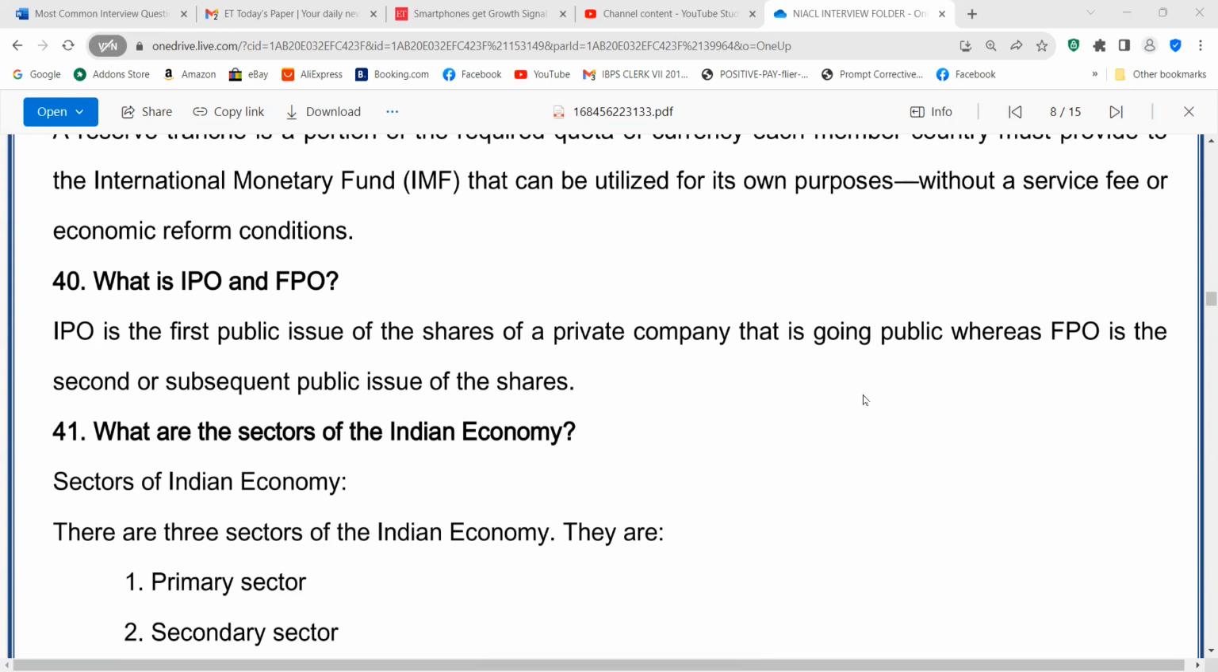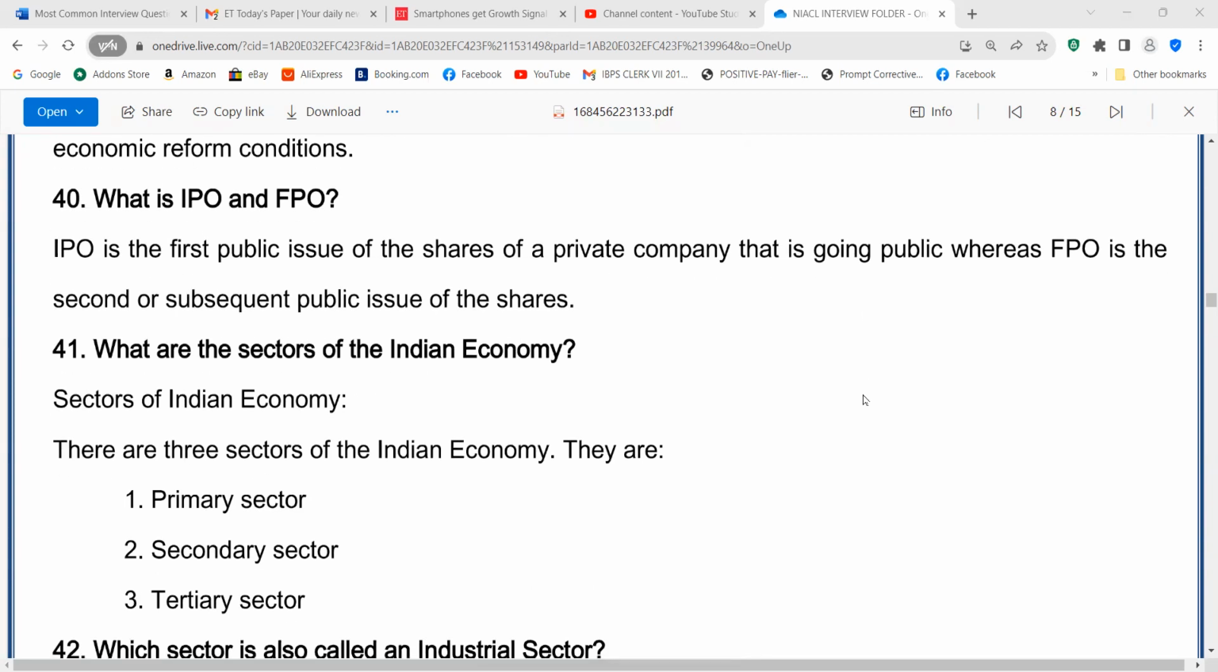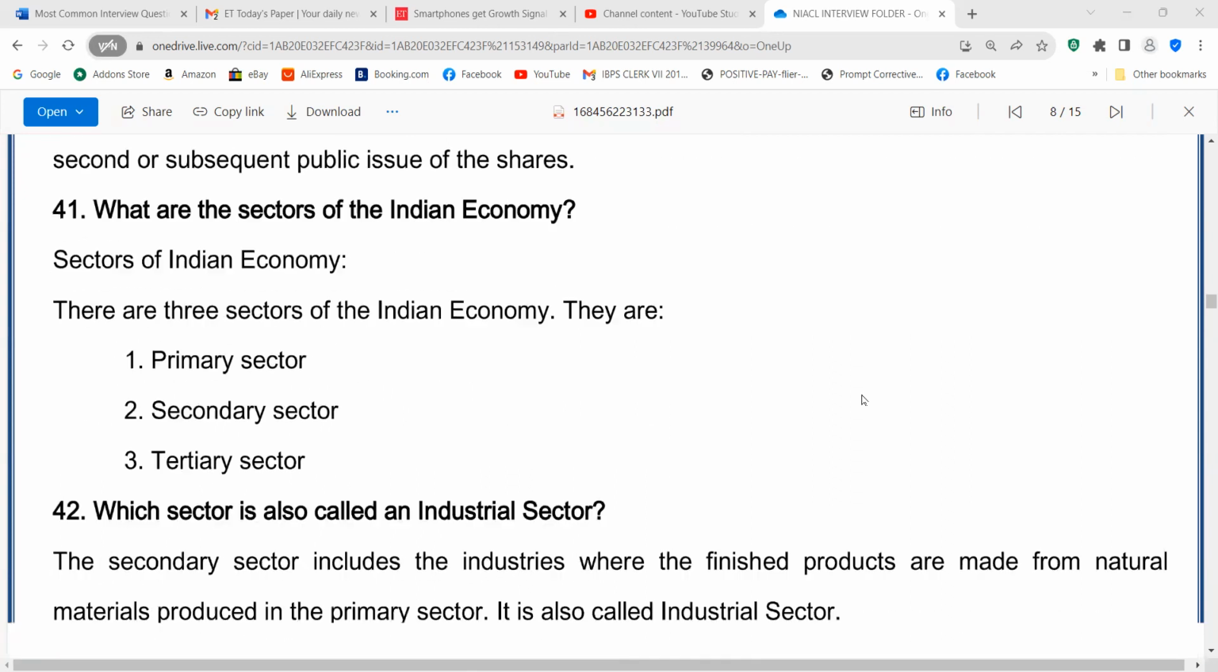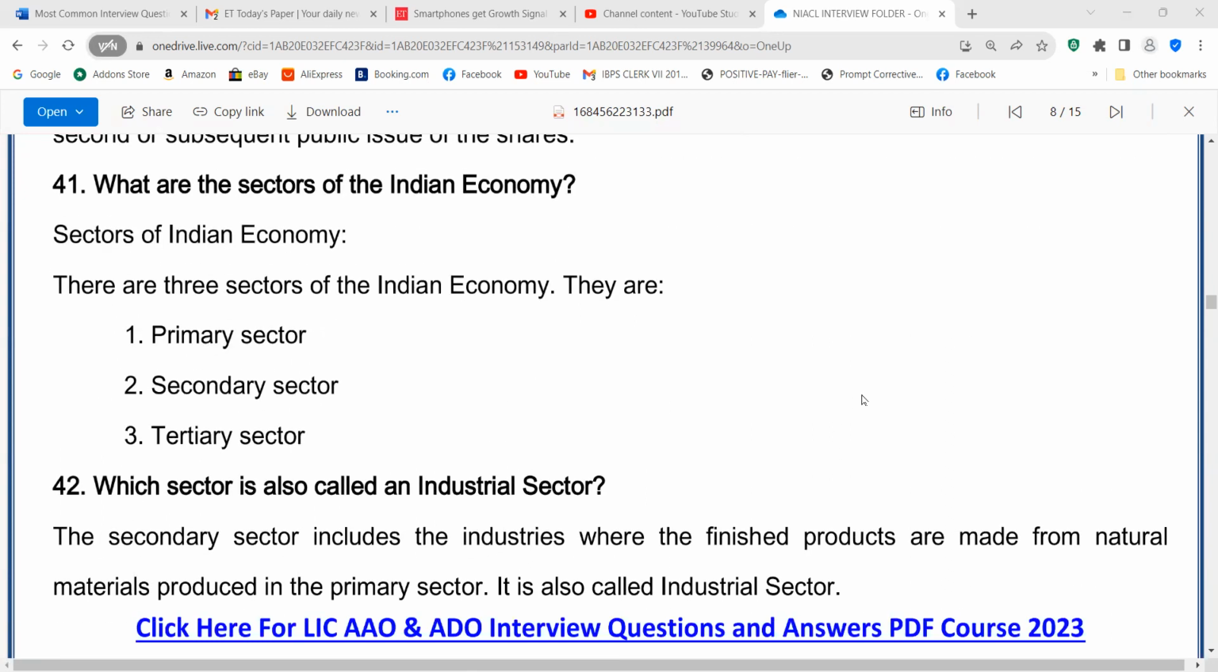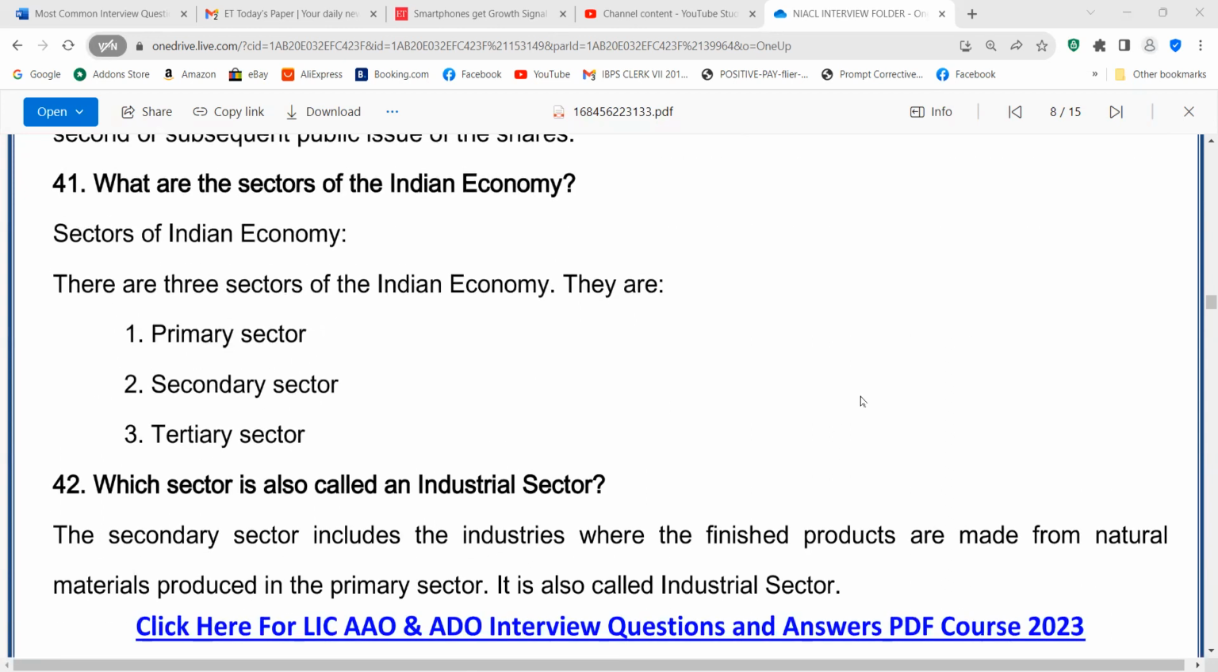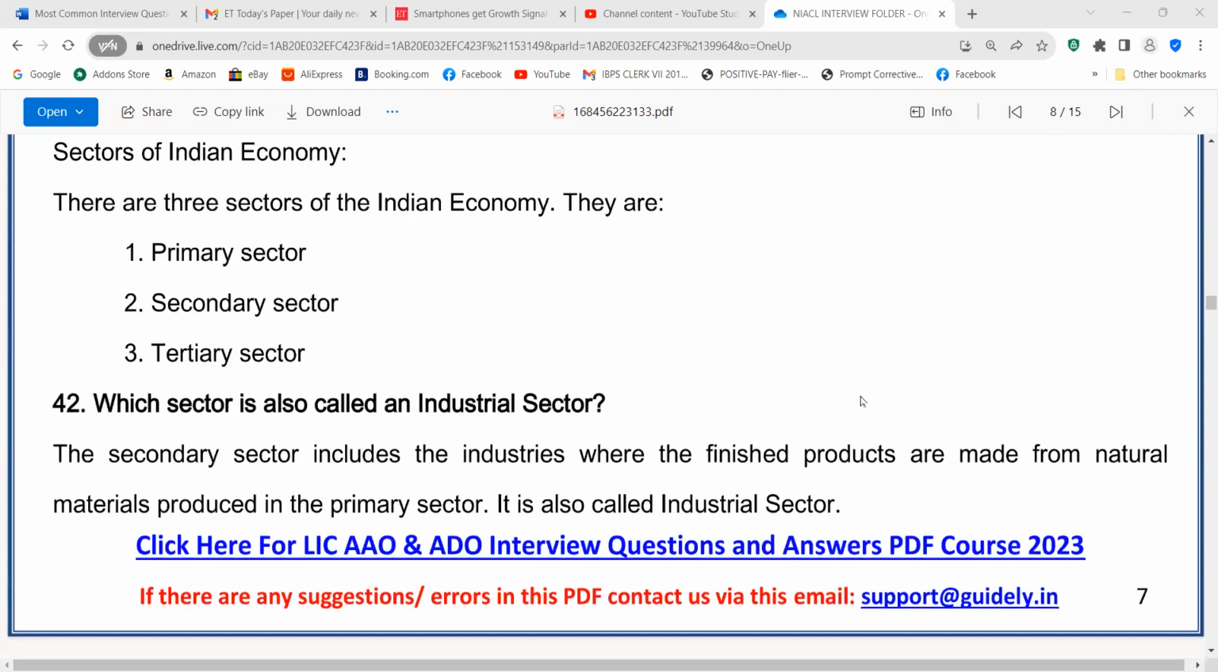What are the sectors of the Indian economy? There are three sectors of the Indian economy: primary sector, secondary sector, and tertiary sector. Question number 42. Which sector is also called an industrial sector? The secondary sector includes the industries where the finished products are made from natural materials produced in the primary sector. It is also called the industrial sector.